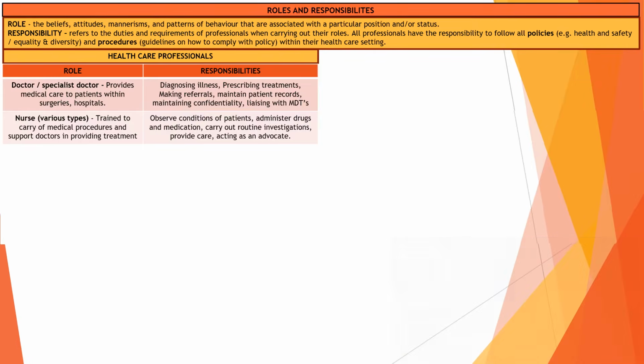Nurses, again, there are so many variations of nurses. So again, these can be paediatric nurses, district nurses, community nurses, nurses that specialise in a particular illness or health. All of them are trained to carry out medical procedures, support doctors and provide treatment to patients. The responsibilities of a nurse would be to observe the patient, administer drugs and medication, carry out investigations, provide care, act as an advocate.